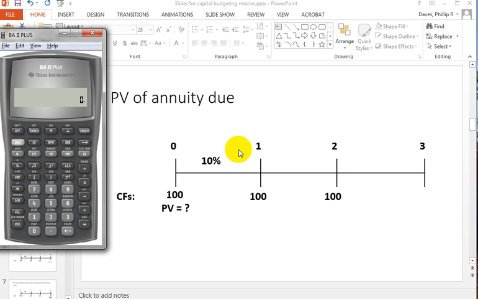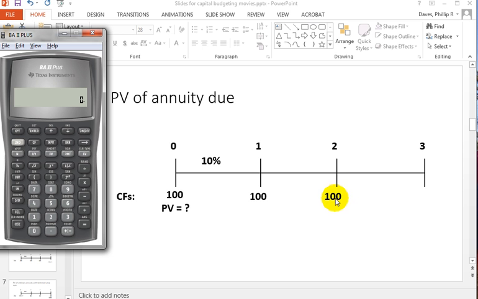We're going to use the BA2 Plus here to calculate the present value of an annuity due. Now this is an annuity due because the cash flows are occurring at the beginning of every period. Notice we have $100 at the beginning of year 1. We have $100 at the beginning of year 2 and $100 at the beginning of year 3.